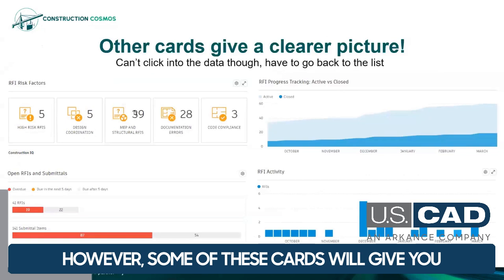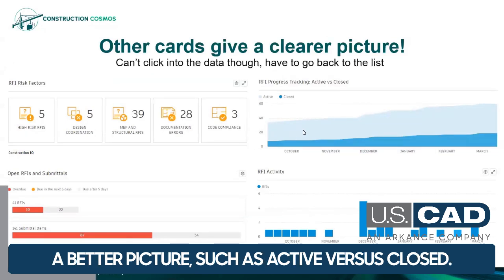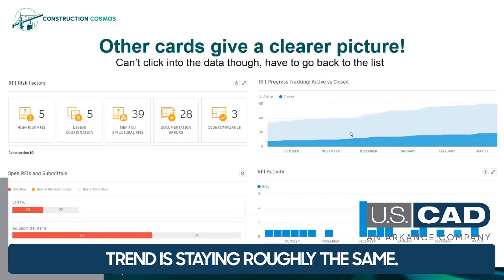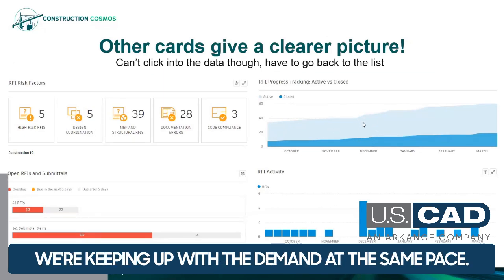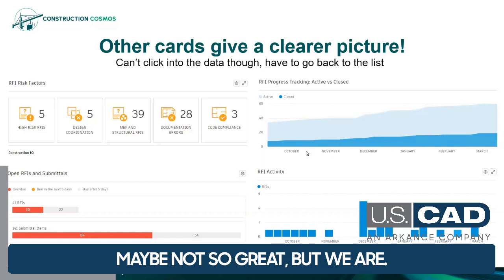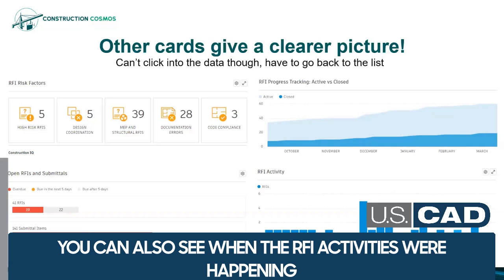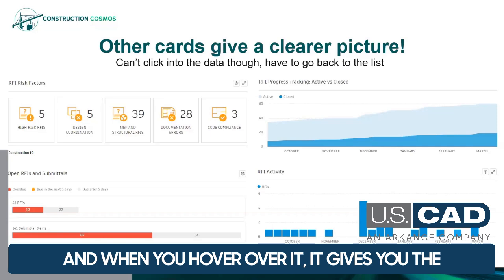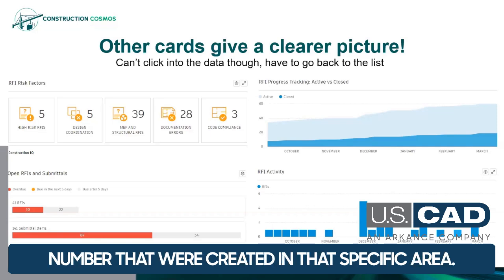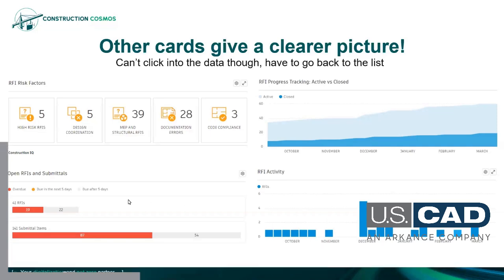However, some of these cards will give you a better picture, such as active versus closed. So we can see that my trend is staying roughly the same. We're keeping up with the demand at the same pace. Maybe not so great, but we are. You can also see when the RFI activities were happening, and when you hover over it, it gives you the number that were created in that specific area.